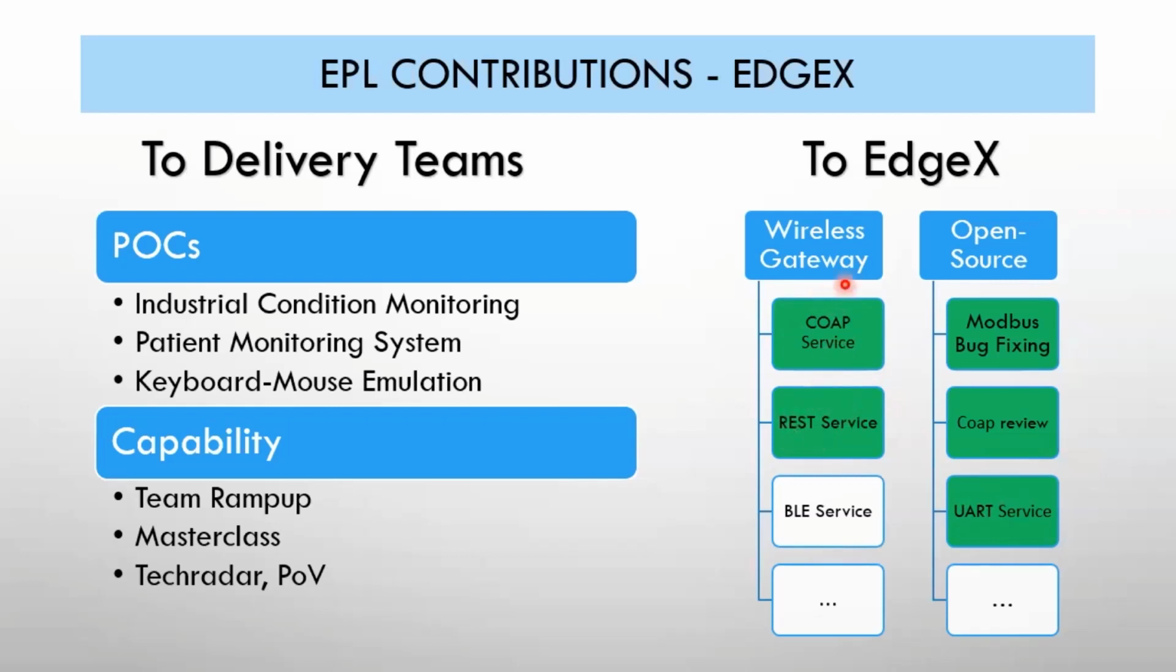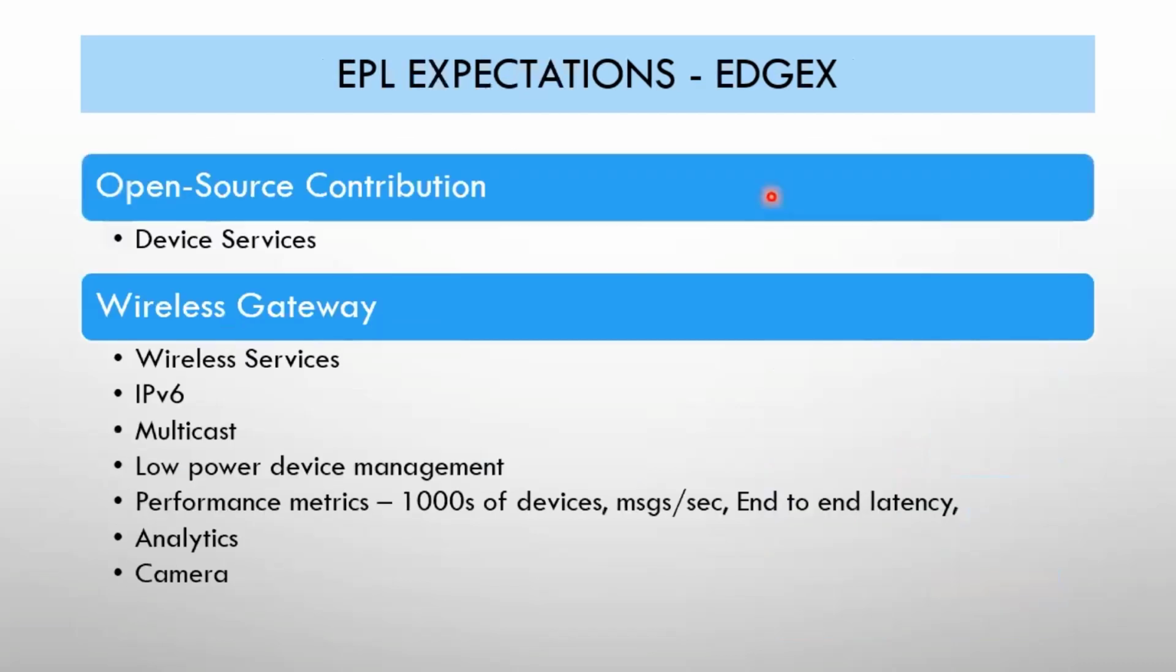This objective is mainly with respect to forming the wireless gateway with all the protocols. Going forward, we are also expecting to develop services for BLE, ZigBee, and any other wireless protocols. So this is what we are planning. From the open source contribution as well as the wireless gateway perspective, as soon as we develop something, we will be contributing back to EdgeX. So this is what we have done in the last 2 years. And these are our expectations going forward from EdgeX.